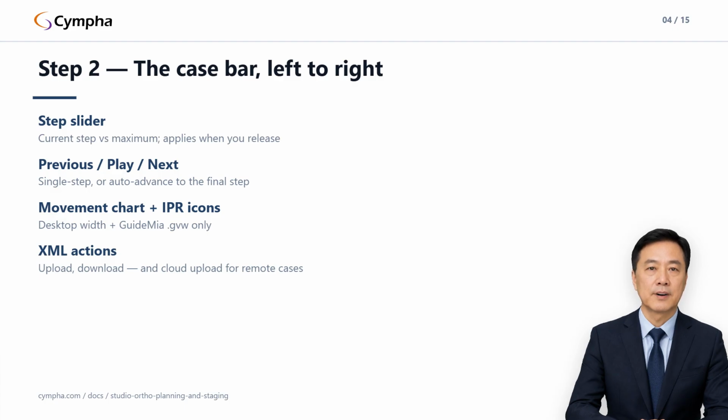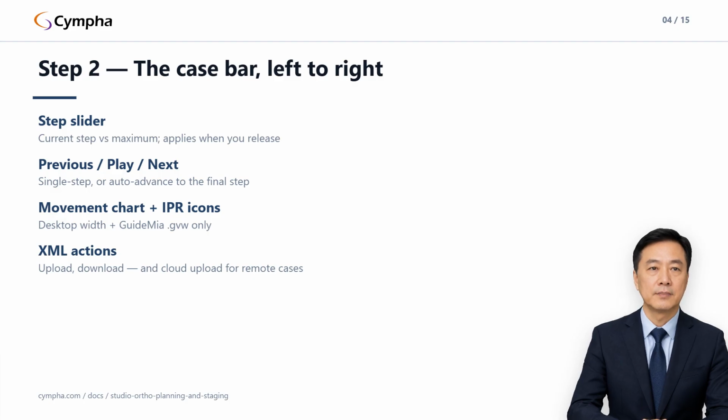One habit to build now: the status line at the bottom is where Studio reports successes, errors, and hints. Whenever a control seems to do nothing, look there first. Click the table icon and the movement by step panel opens as a floating window. Drag its header to park it wherever it doesn't cover the teeth, the position is remembered for the session.